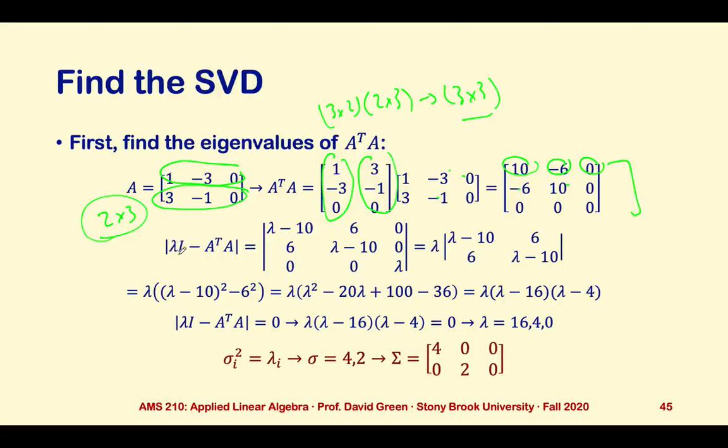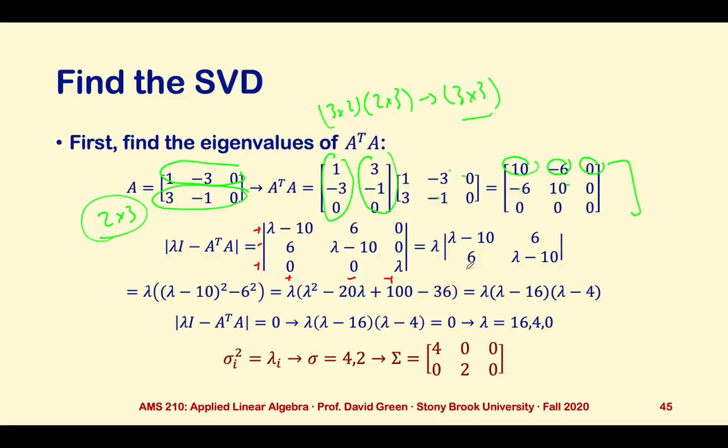We find the determinant of lambda I minus A transpose A. This is lambda minus 10, negative negative 6 is 6, 0. Negative of negative 6 is 6. Lambda minus 10, 0, and 0, 0, lambda. We can evaluate this determinant with cofactor expansion along either the last row or the last column. In terms of the signs, we have plus, minus, plus, so we're starting with a plus, which means we have a plus sign for the expansion. Signs don't actually matter too much here, but let's be careful with it anyway.